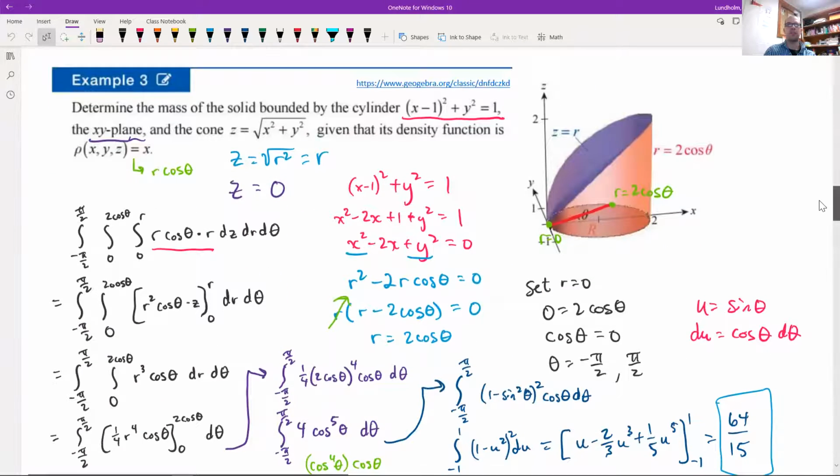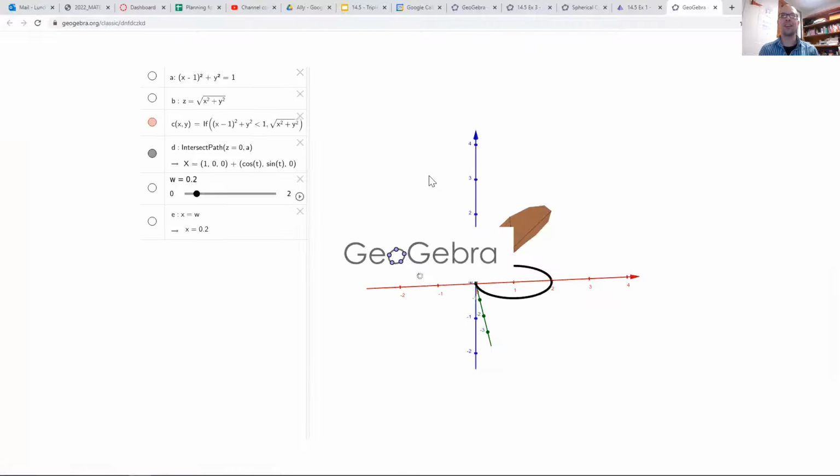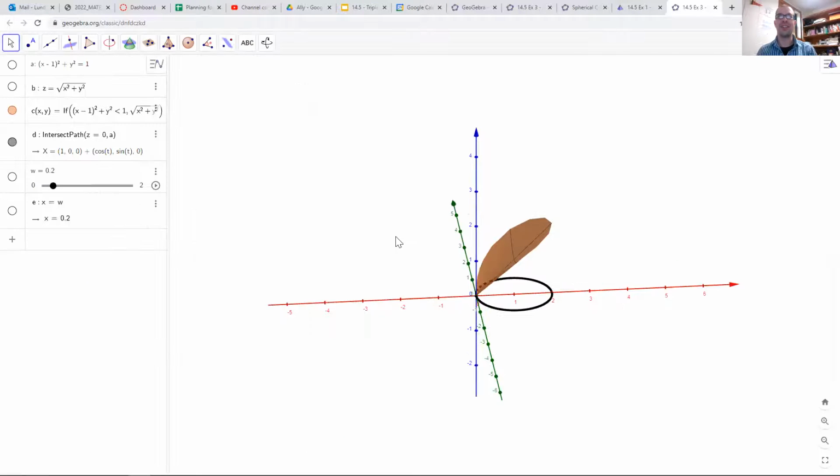Example number 3. There's a lot there. Determining the mass of the solid bounded by this red cylinder and the xy plane and a cone above it, that's the blue part, given that its density function is equal to x. So this one will get denser as you go out in the x direction. I made a GeoGebra thing to dramatically show that.